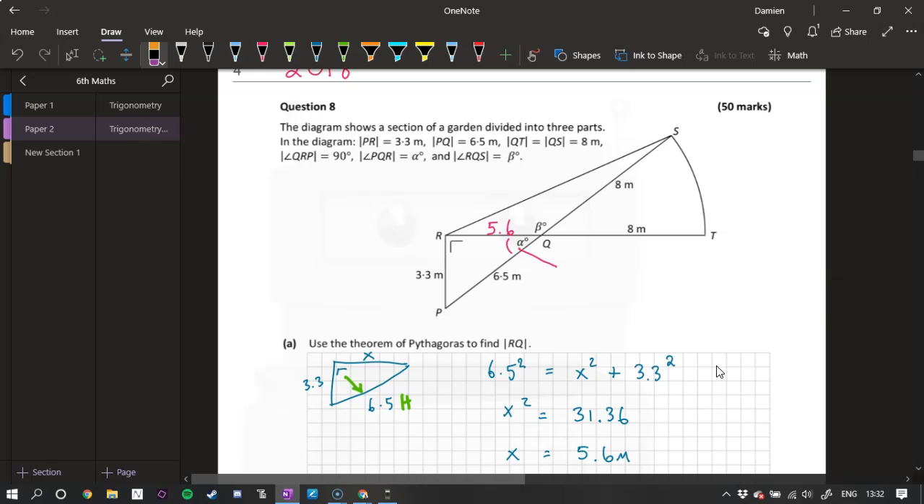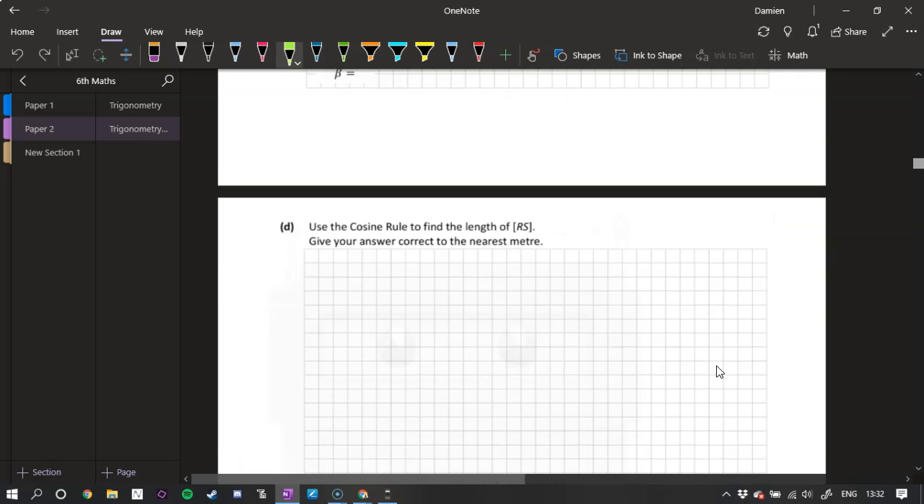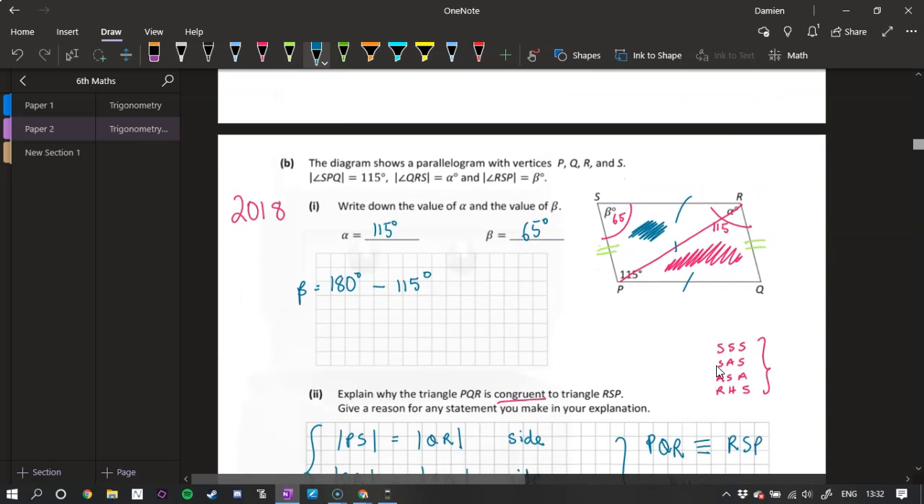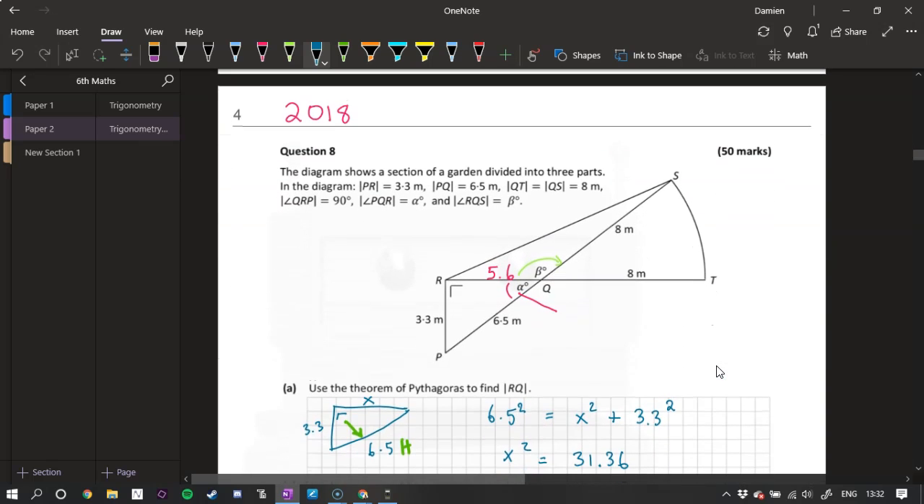The next question is asking you to find beta. So we're going to need this particular one. You can see very clearly that alpha plus beta, these two things together, should give you 180 degrees. So in your workings down below, you don't have to do much except write in 180 degrees minus 31 degrees, and you get beta is equal to 149 degrees. That's the answer to that. So again, 149 degrees on this one.